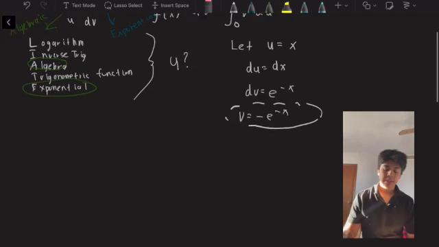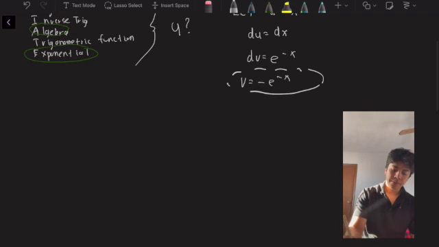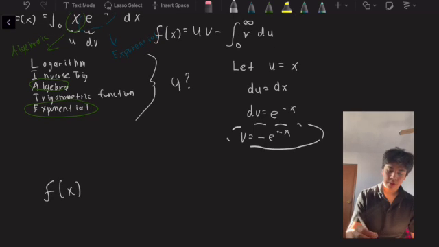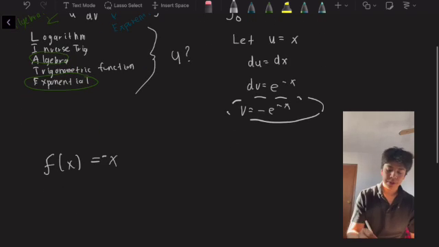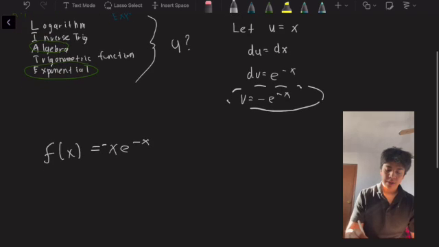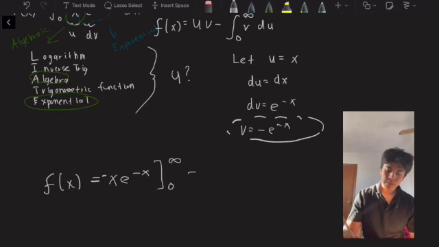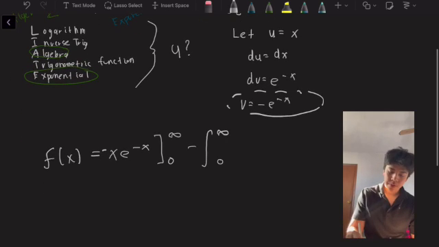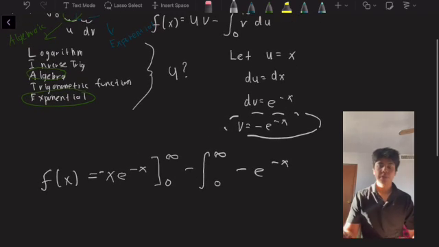We're going to get, first, we know u is x, so f of x is u, so x times v, which is negative e to negative x. This is evaluated from 0 to infinity, minus the integral from 0 to infinity of negative e to negative x times du, which is dx.